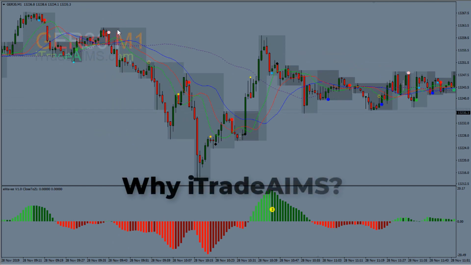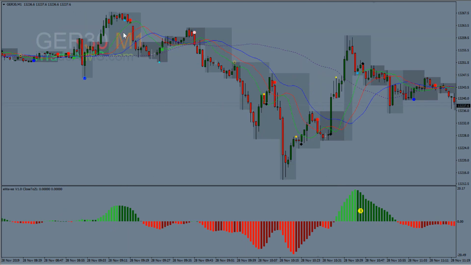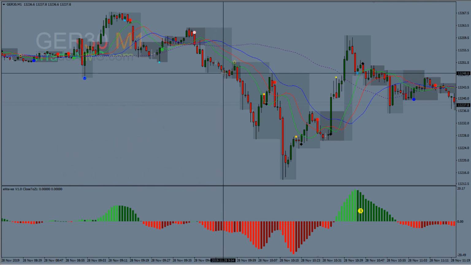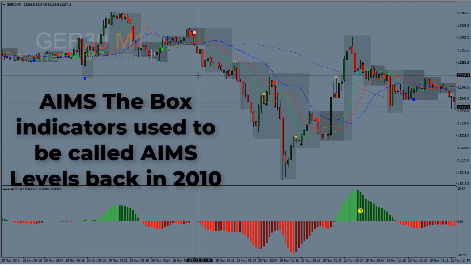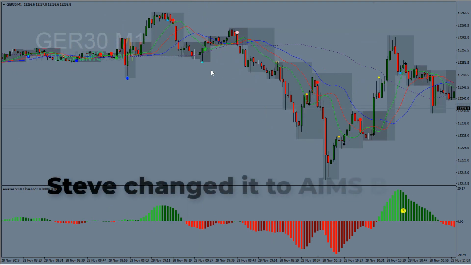Because back in the days when I first discovered the structure of the market, I coded, well, kind of tweaked this indicator, and this is the box. At that time, I used to call it AIMS levels until Steve came around and said, oh, you mean the box. And from then on, it was AIMS box.